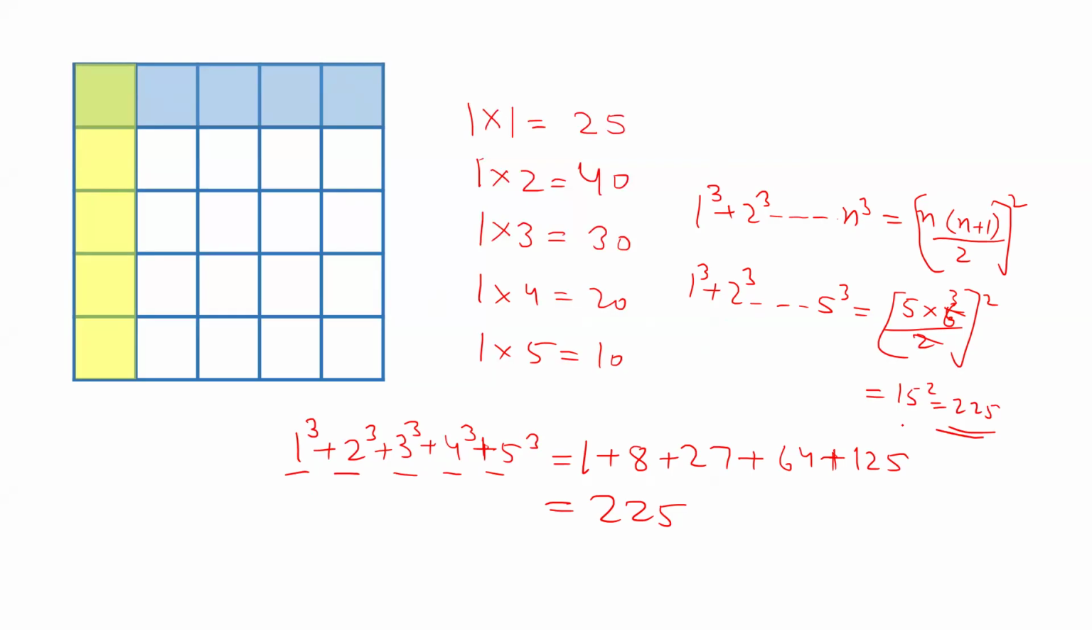So the number of rectangles in an n by n grid is 1 cube plus 2 cube plus 3 cube plus 4 cube up to n cube. Or we can simply count 1 by 1, 1 by 2, 1 by 3, 1 by 4, 1 by 5, 2 by 2, 2 by 3, 2 by 4, 2 by 5, 3 by 3, 3 by 4, 3 by 5. And when we count all this, we'll get the number of rectangles.